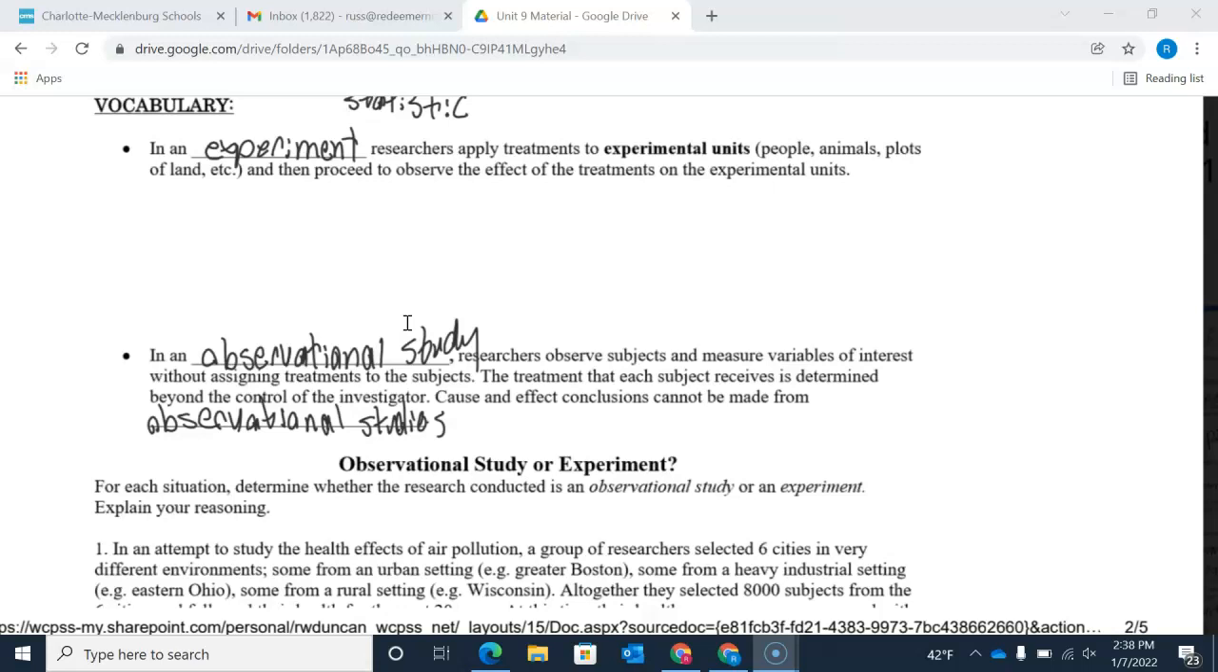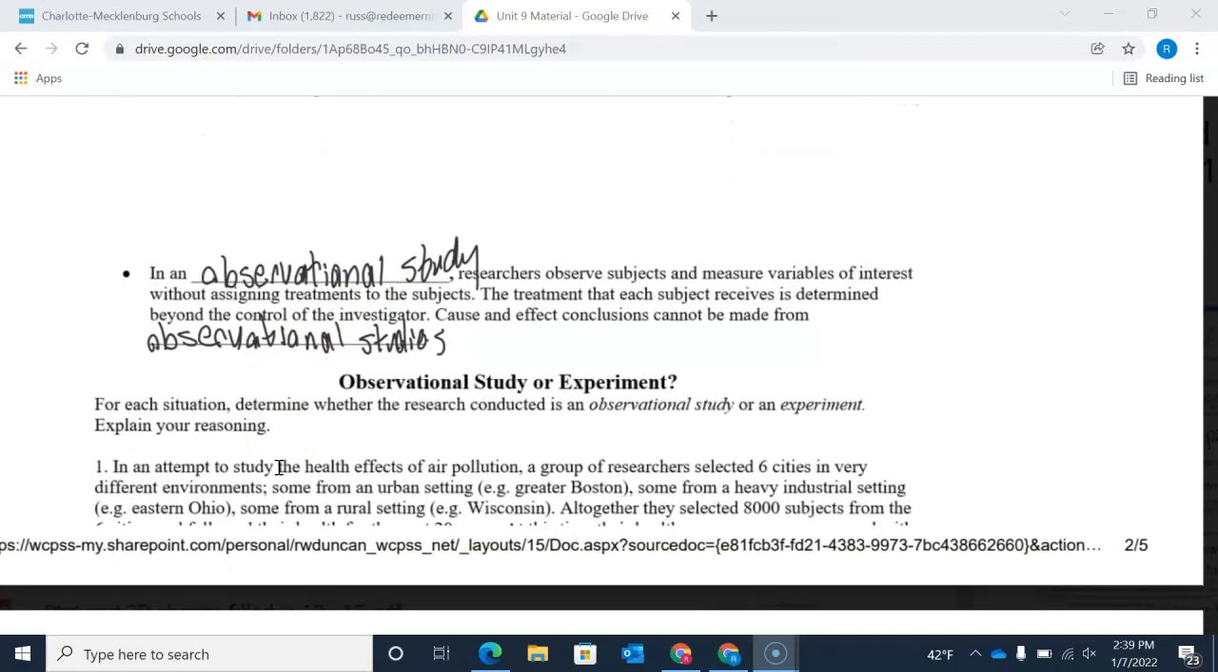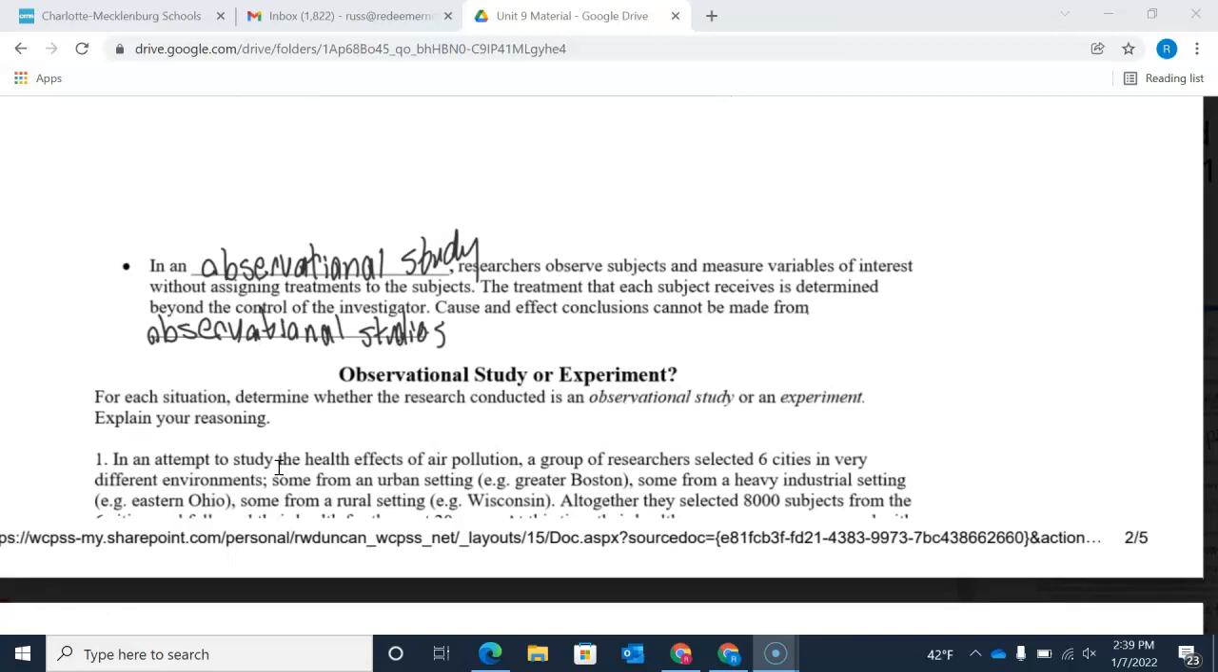In an observational study, researchers observe subjects and measure variables of interest without assigning treatments to subjects. So an observational study means I just look and see what's going on. So I might say, oh, okay, 85% of women enjoy blank, 95% of cats tend to blank. I'm just observing the data. I'm not doing anything. I'm just looking from the outside. So let's look at just a few of those.